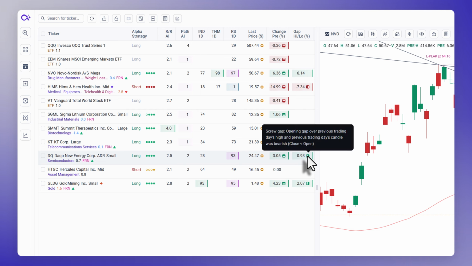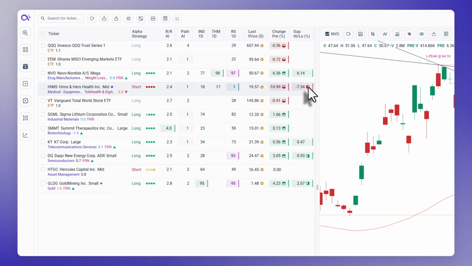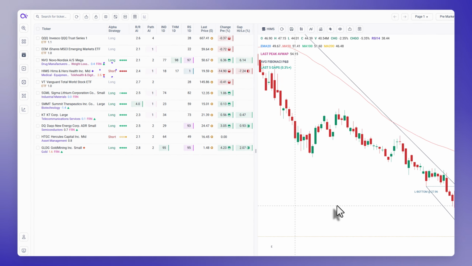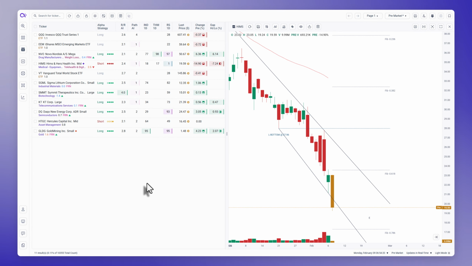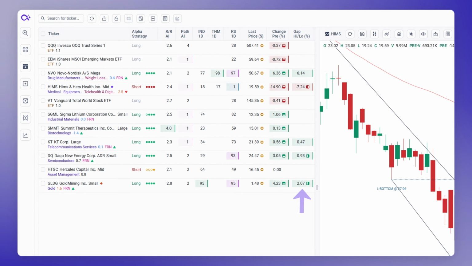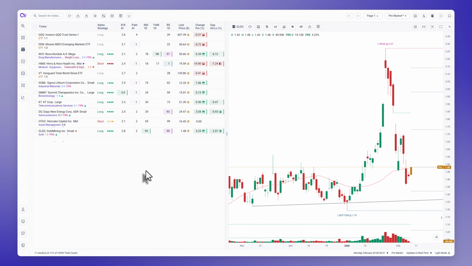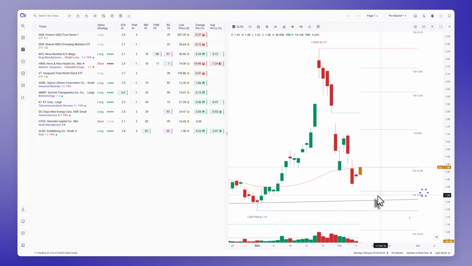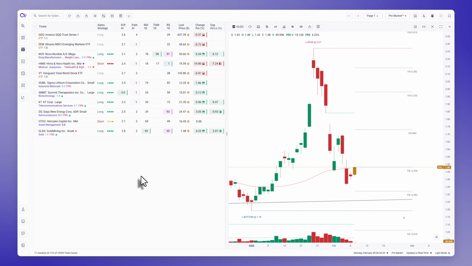This metric also includes icons for screw gaps when the gap contradicts the prior day's candle direction. For example, HIMS closed green, but today it may open below the previous day's low. That's a bearish screw gap. On the bullish side, GLDG closed with a bearish candle, and today may open strongly above the previous day's high, creating a bullish screw gap. Now let's reset the filters.